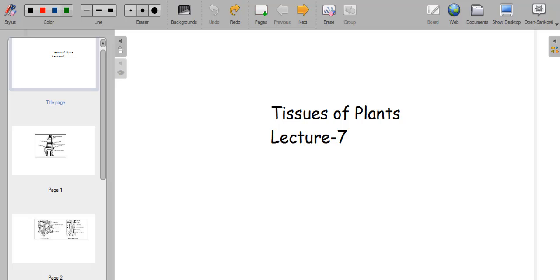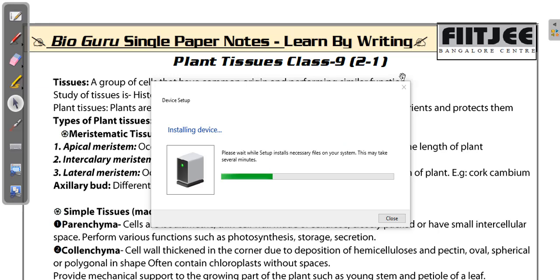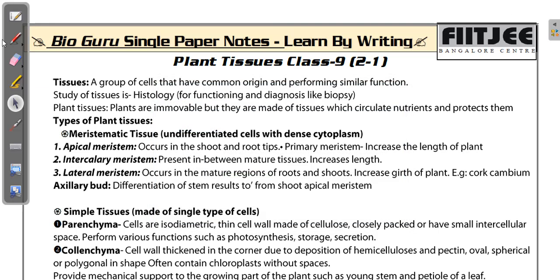Hello Shishas, welcome to lecture 7 on tissues, and particularly we're going to look at tissues of plants. This is one of the important chapters where you have a lot of important questions as well. First, let me give you a brief introduction about the tissues.